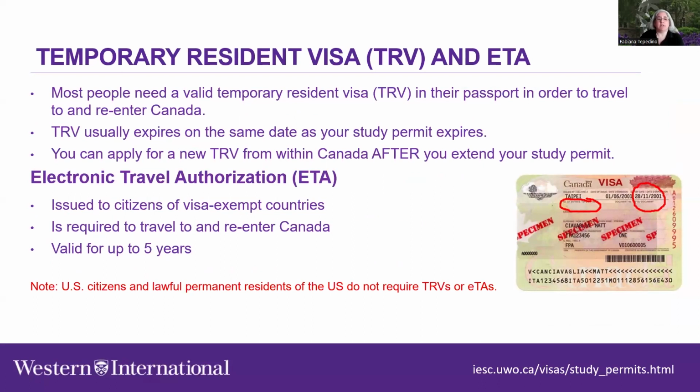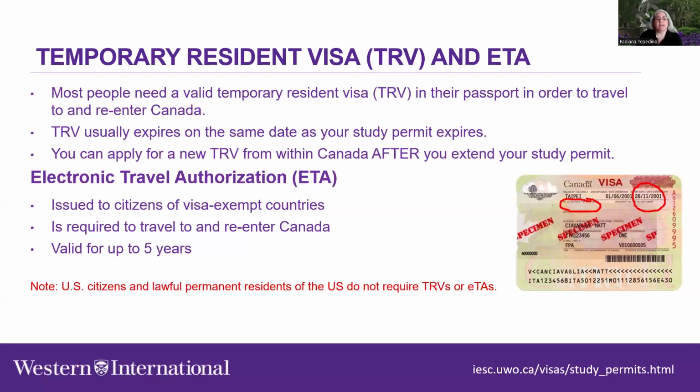In addition to your study permit, some of you may come from countries that require a temporary resident visa, or a TRV, to enter Canada, or you might be from a country that requires an ETA. The TRV usually expires on the same date as your study permit expires, or whatever your current status is in Canada. Once you apply for your study permit and receive your new study permit, if you need a TRV to travel outside of Canada and to be able to re-enter, you can apply for the TRV after you've received your new study permit.